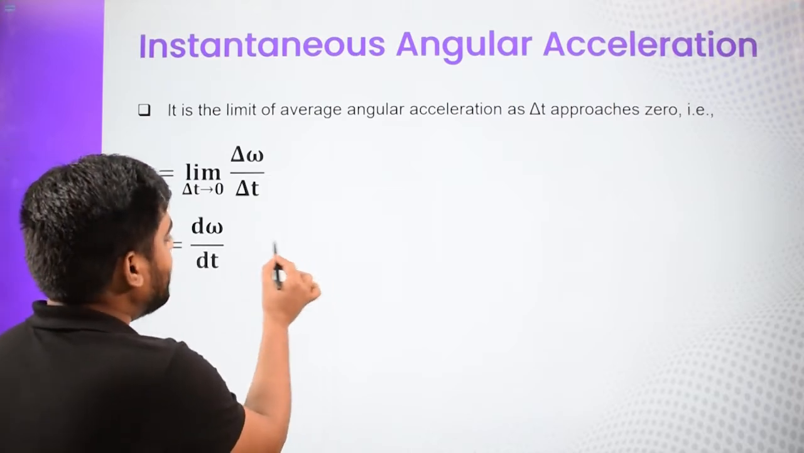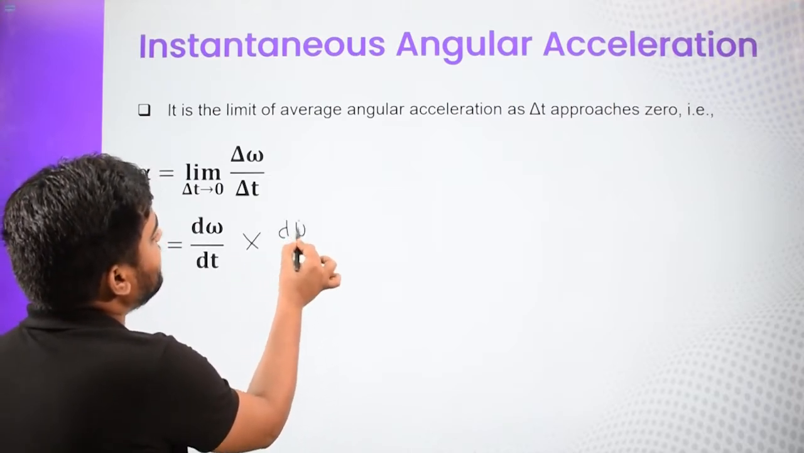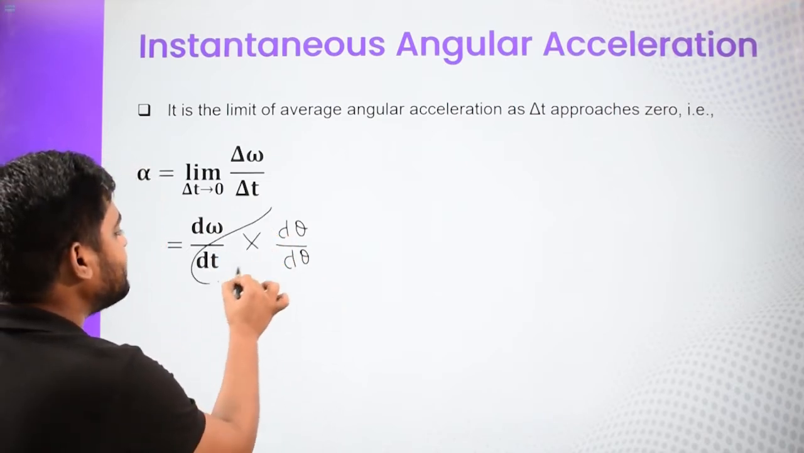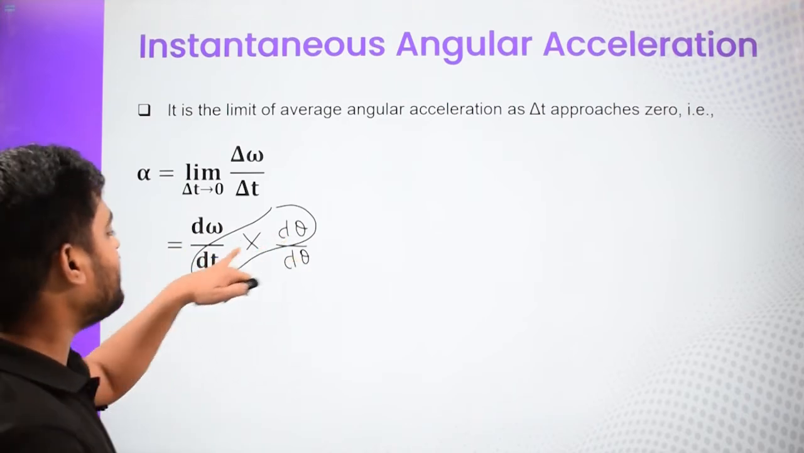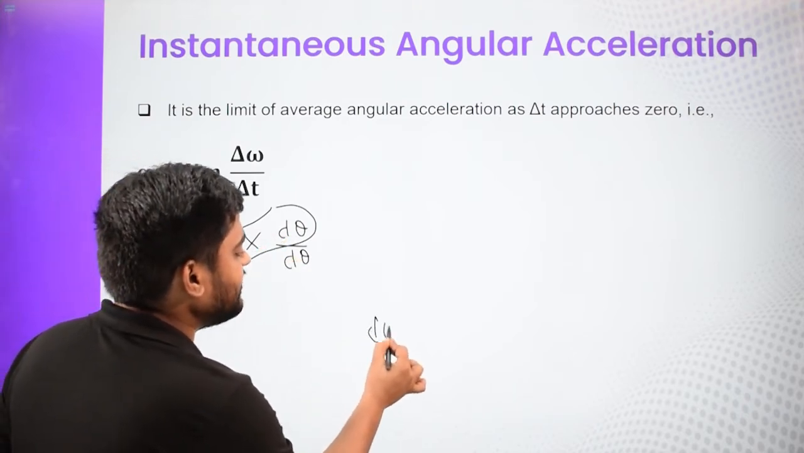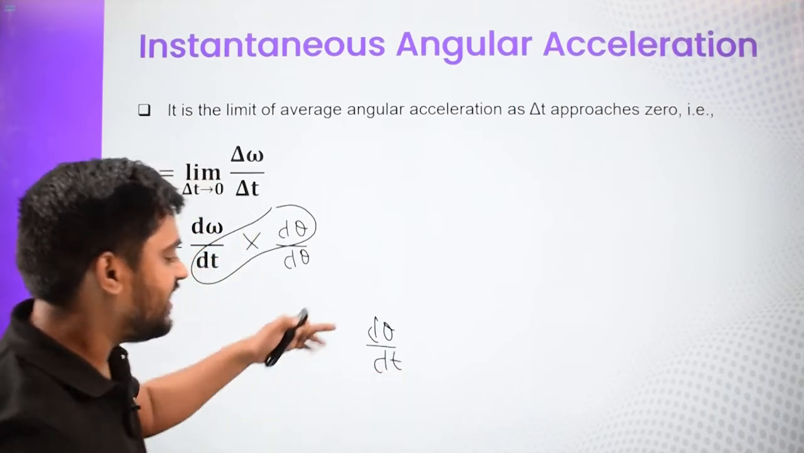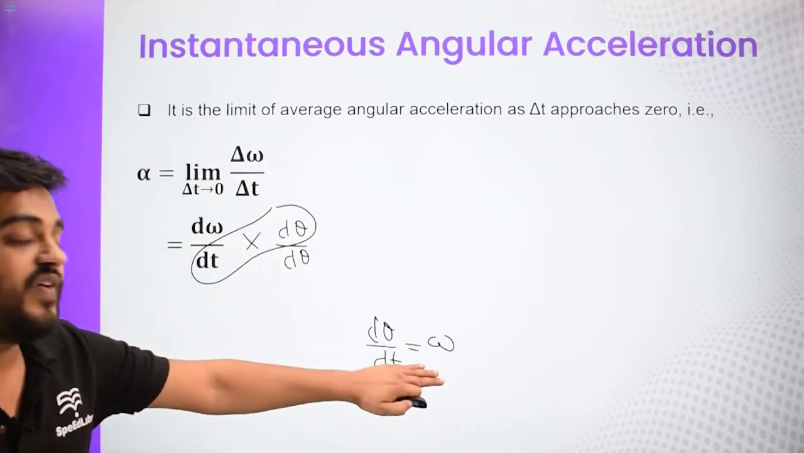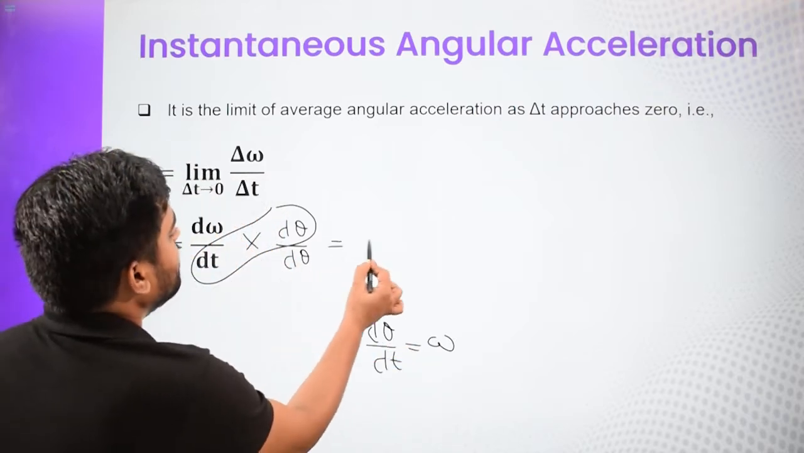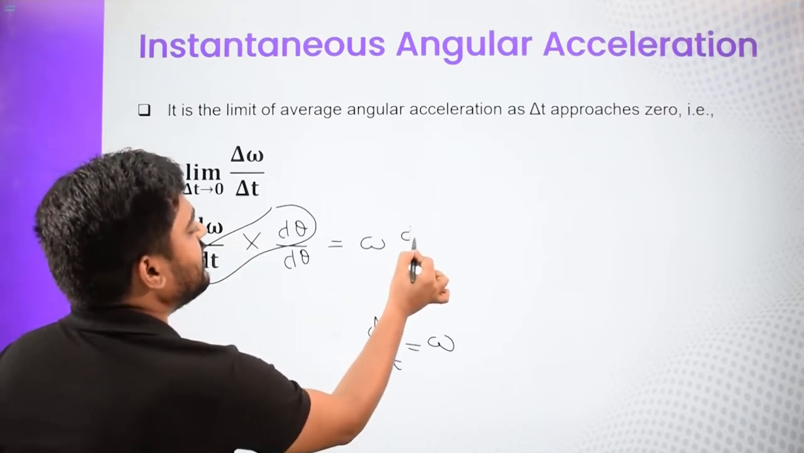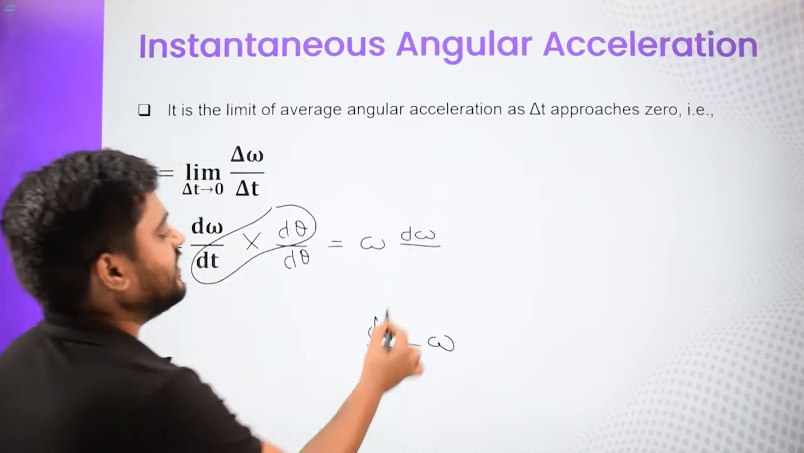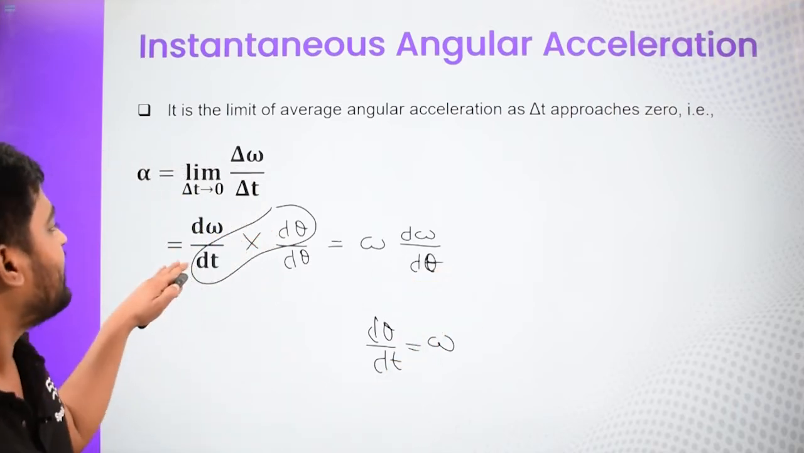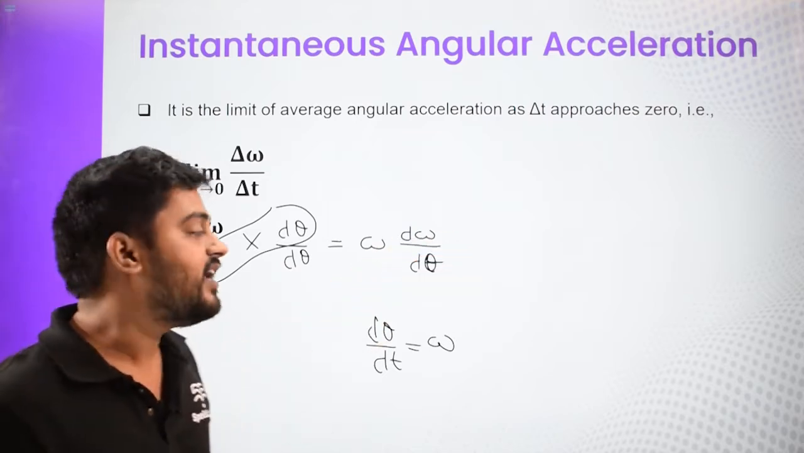Now I can also multiply and divide with d theta. Take this thing separately. So what is d theta by dt? D theta by dt is basically angular displacement by time taken. That is nothing but instantaneous angular velocity omega. So this thing is omega, and we are left with d omega over here and d theta over here. So we get alpha is equal to omega d omega by d theta.